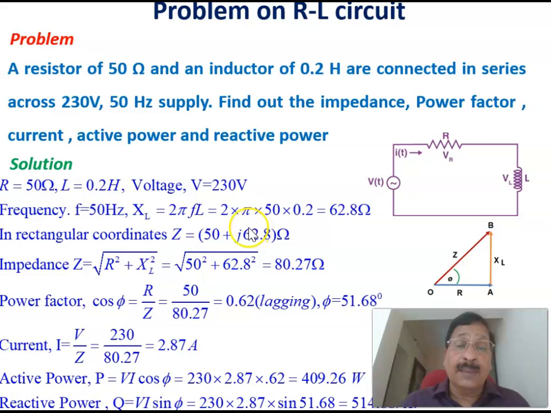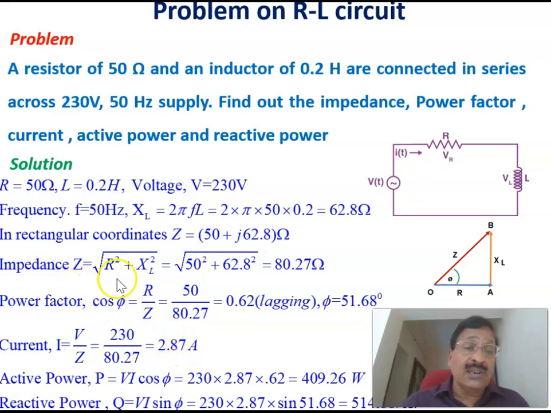The magnitude of that is given by the square root of 50 squared plus 62.8 squared, which is 80.27 ohms. Therefore, this is the impedance, and of course, the magnitude of the voltage is 230 volts. Then you can calculate the current: 230 divided by the impedance 80.27, which is equal to 2.87 amperes. Therefore, this is the current.